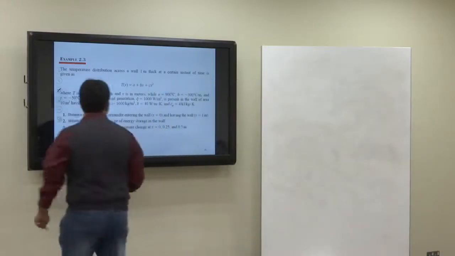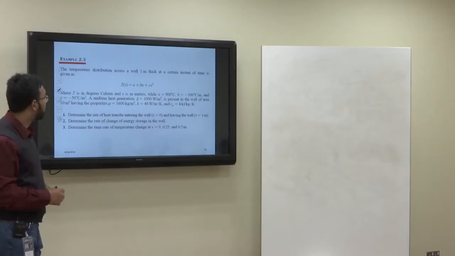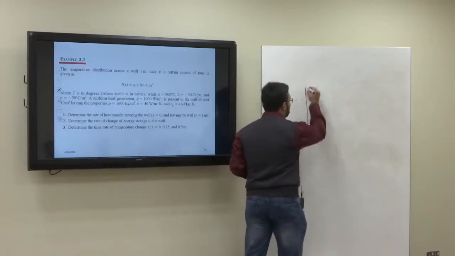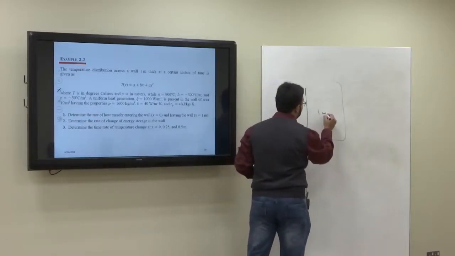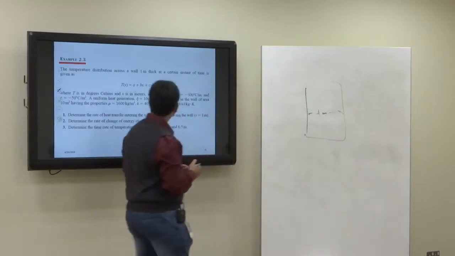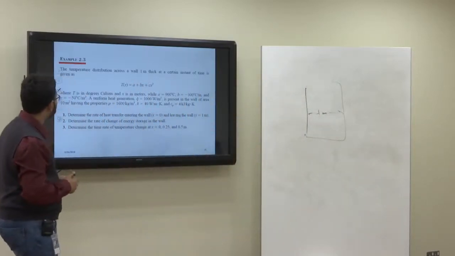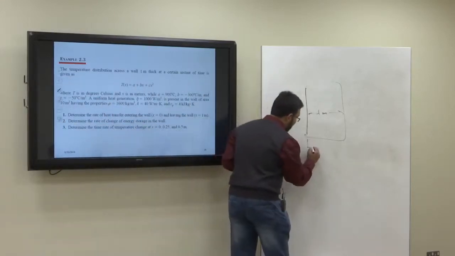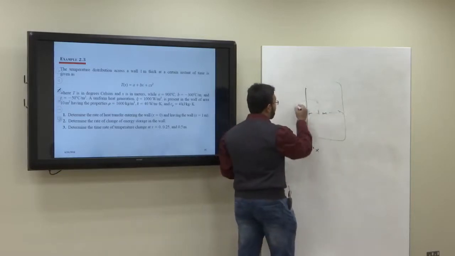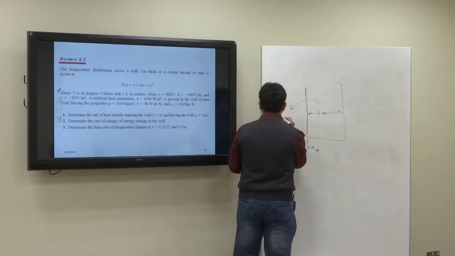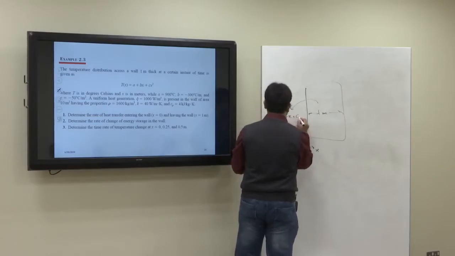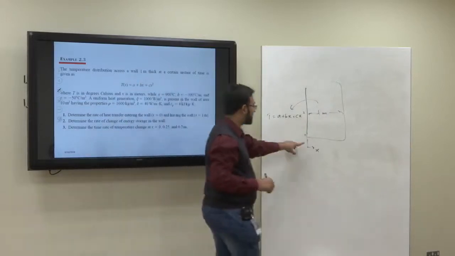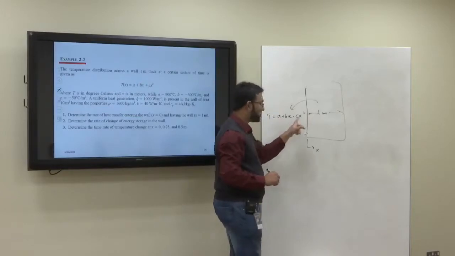Okay, we have a temperature distribution across a wall 1 meter thick. So you have a wall and its thickness is 1 meter. At a certain instant of time, the temperature distribution is given. Suppose this end is x equals 0 and this end is x. The temperature distribution within the wall is T equals A plus B x plus C x square. If you know any position x, you can find the temperature. A, B, and C are known.